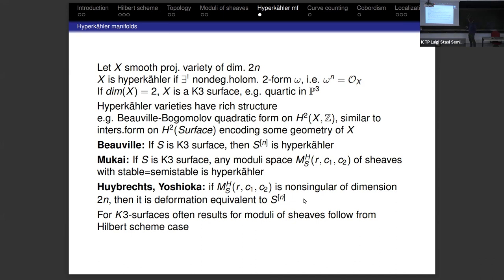Anyway, this fact that if you have a non-singular moduli space, then information equivalent to the Hilbert scheme can be used in many cases if you want to prove something about moduli spaces of sheaves on K3 surfaces. It's often essentially enough for Hilbert schemes of points. Then you finish the proof by deformation. Okay, so that's a very useful property.